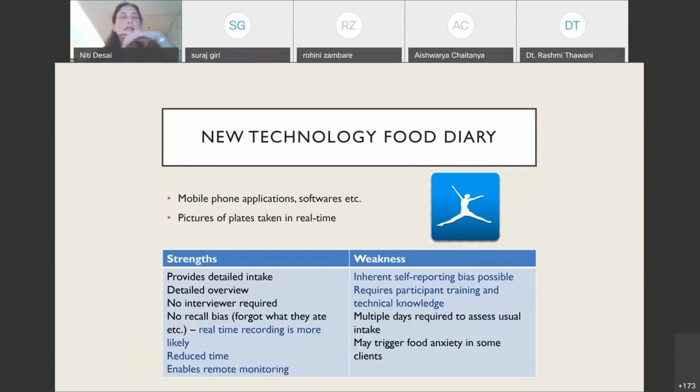The youngsters find it a lot more useful. They find it easy to record. It's basically real-time recording, and then you can always share it also. As you know, you just need to be pals on it, and you could see them on a very regular basis. Pictures of plates are taken in real time.